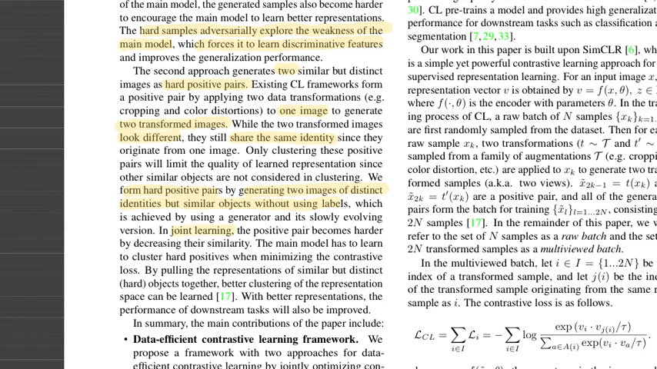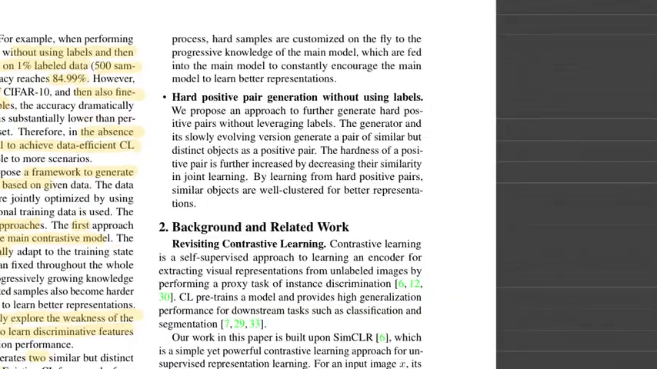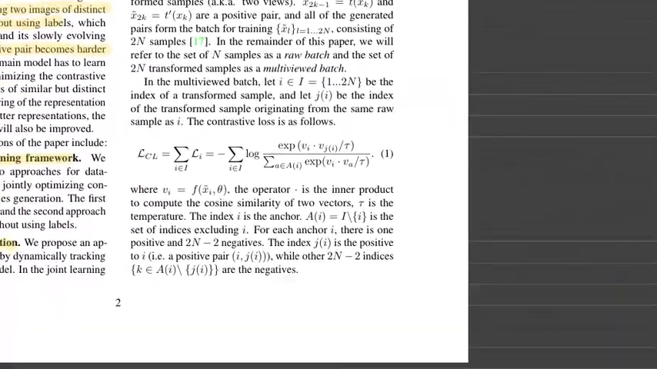So this joint learning is the main contribution of this methodology, meaning that these positive pairs also become harder by decreasing their similarities. All in all, the contributions are a data-efficient contrastive learning framework, dynamic hard sample generation, and hard positive pair generation without using labels. This part contains the related works, which we are going to ignore at this point.